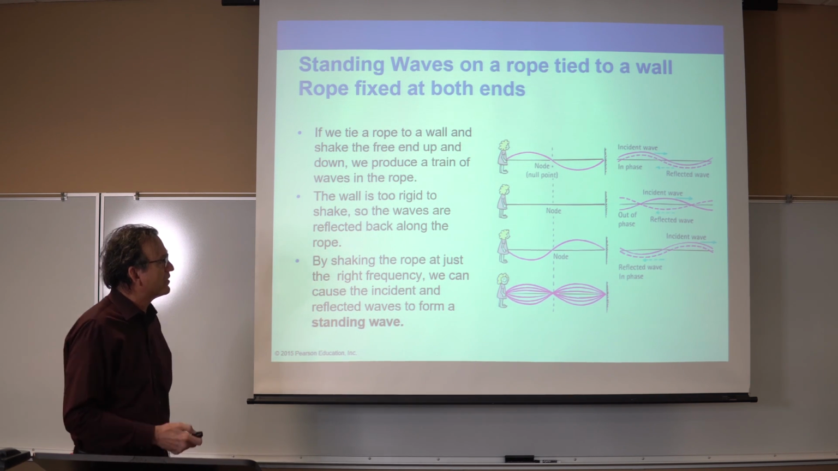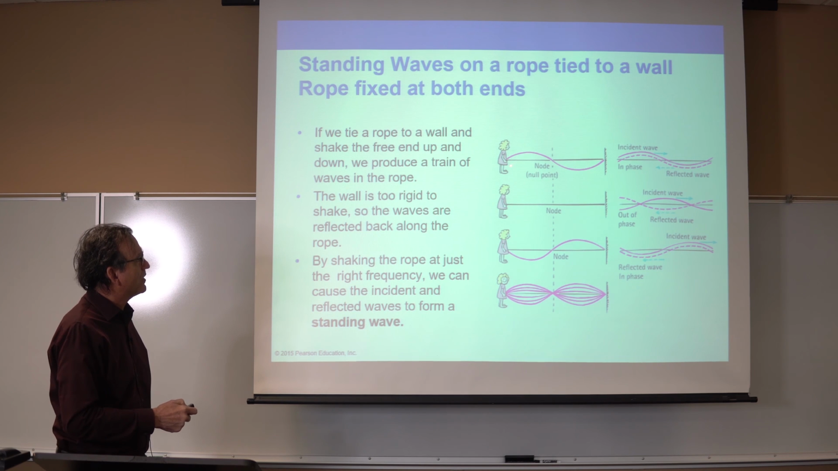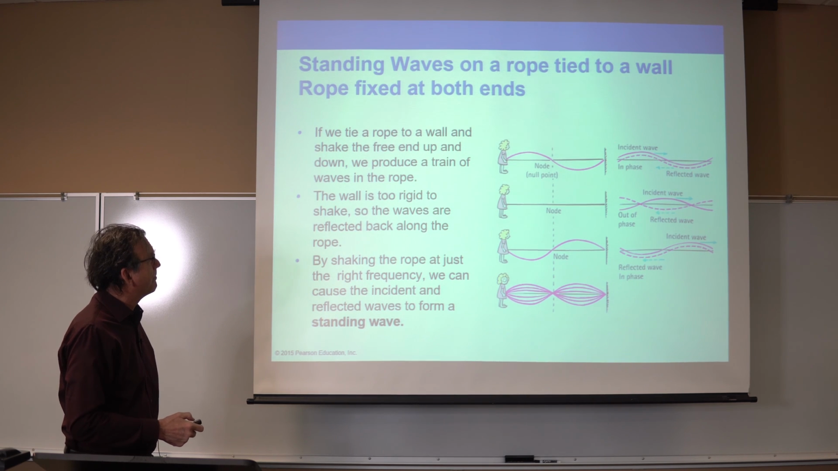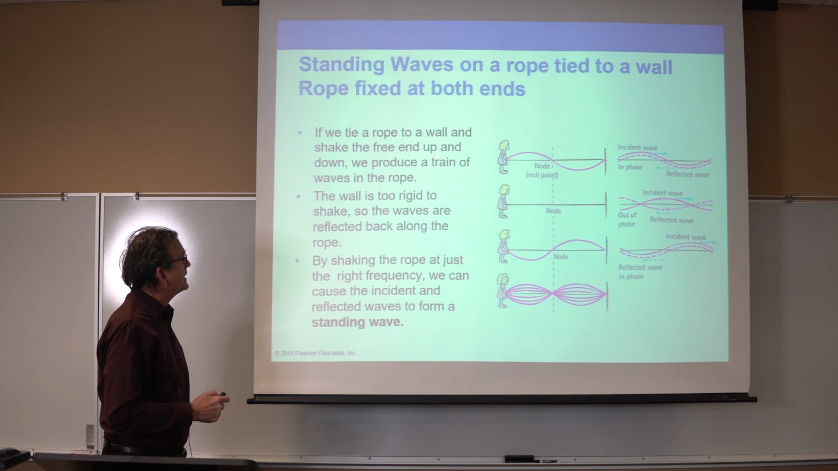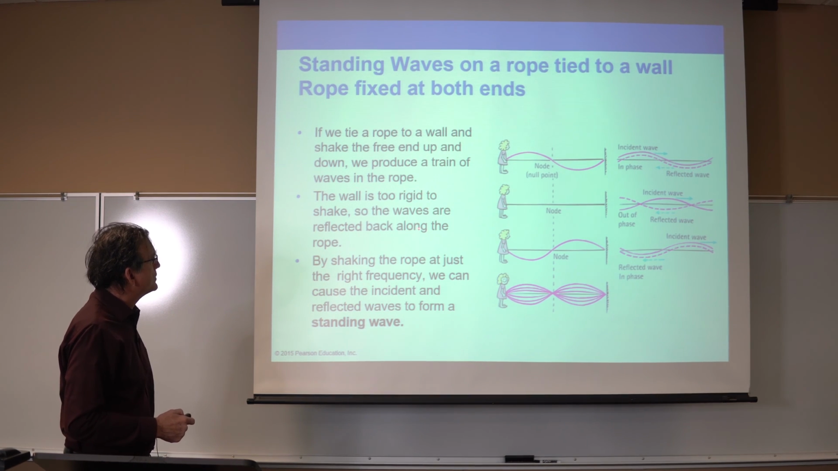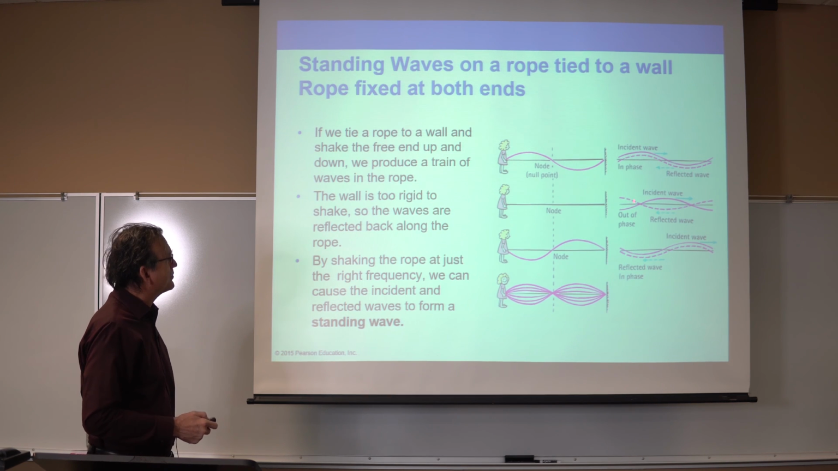But after the wave is started, she holds her hand and the rope at a steady point so that where I'm pointing to, it does not move. And similarly, on the wall end, it does not move as well. So if we tie a rope to the wall and shake the free end up and down, we produce a train of waves in the rope. The wall is too rigid to shake, so the waves are reflected back.